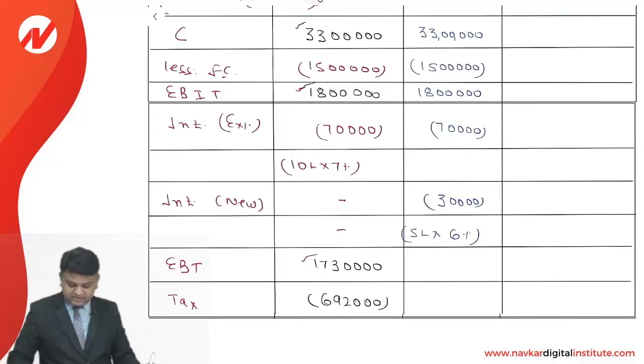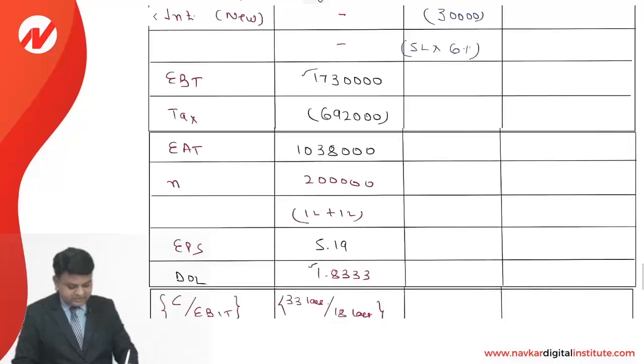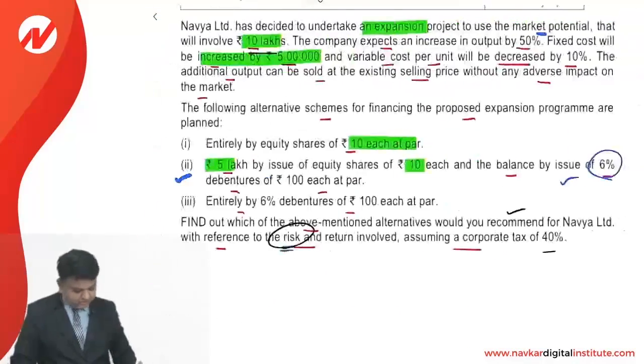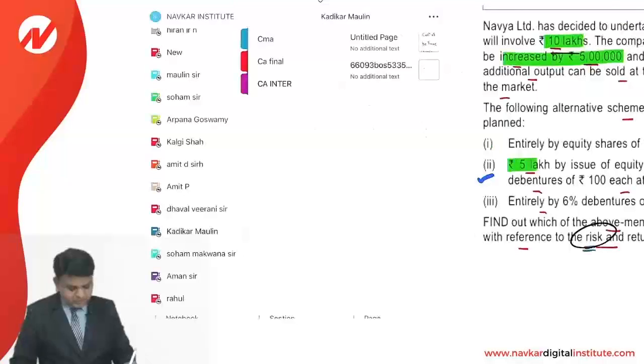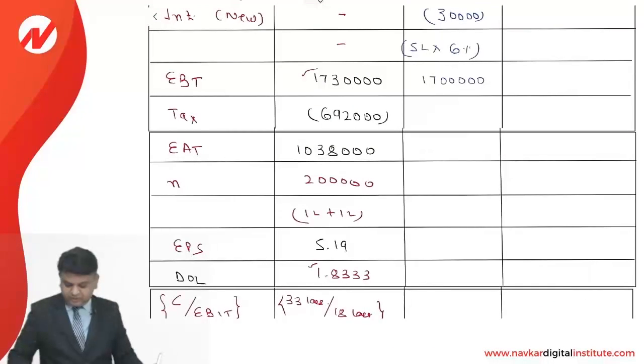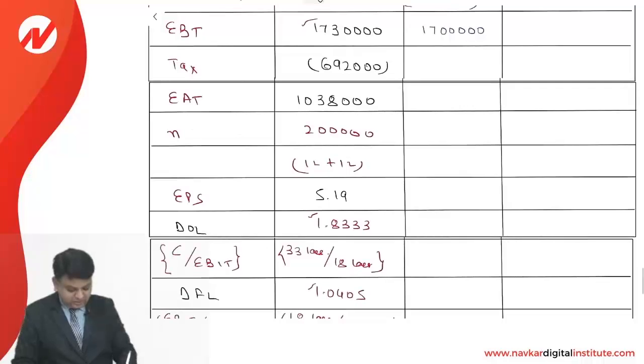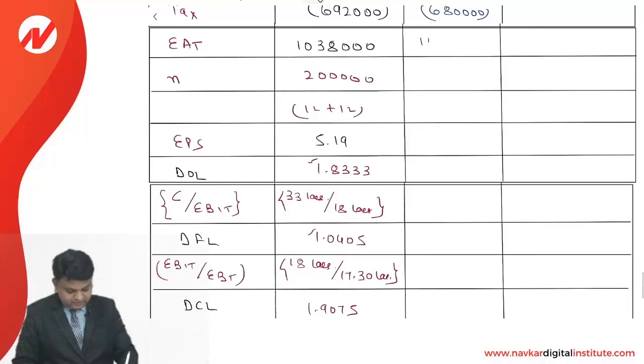EBIT is 18 lakhs minus existing interest of 70,000 and the new interest of 30,000. So the earning before taxes is 17 lakhs. Income tax rate is provided to us as 40%. So earning before taxes into 0.40, that is tax amount is 6,80,000. So the remaining is earning after taxes, which is 10,20,000.